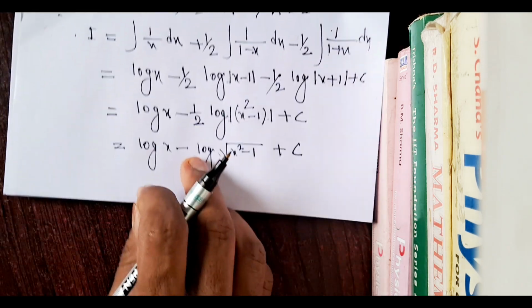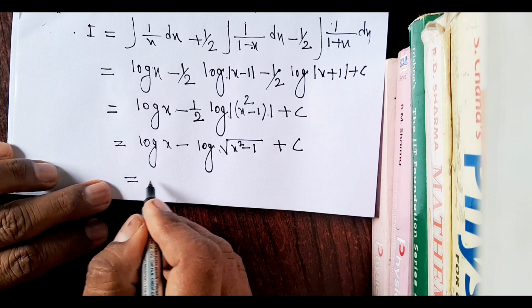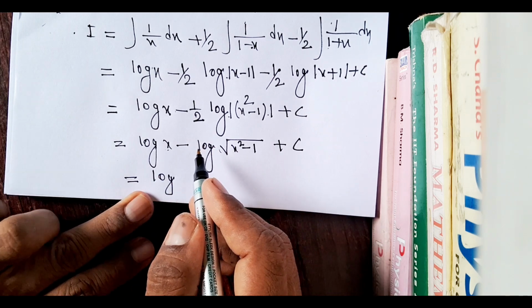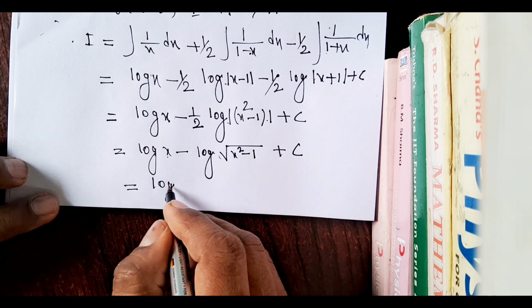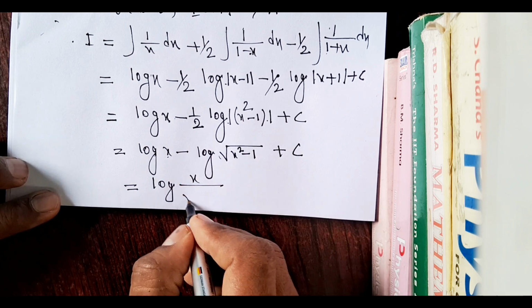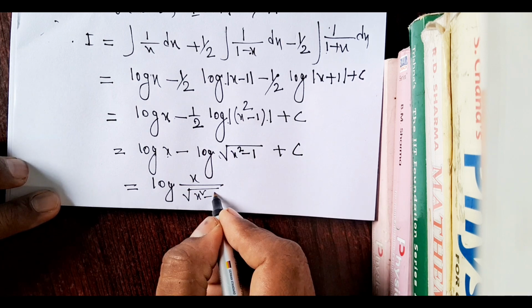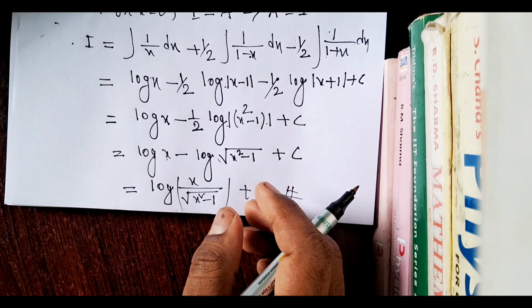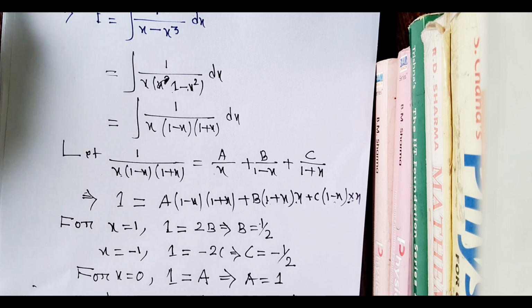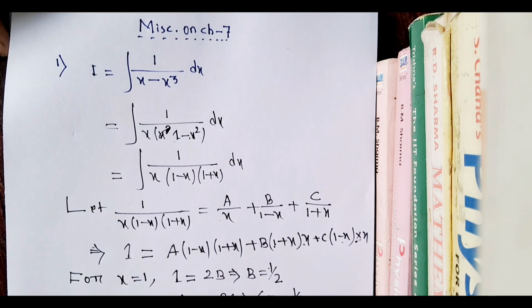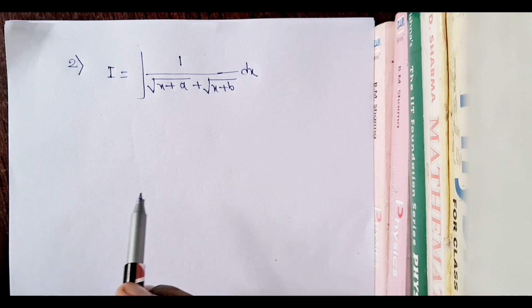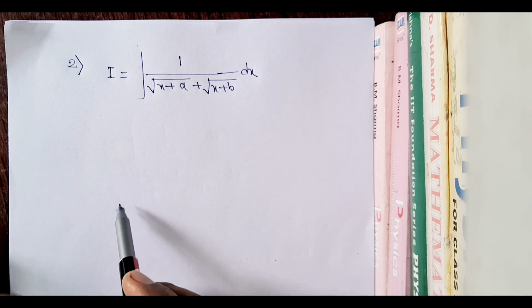So finally the simplified answer will be log a minus log b, which is log of a by b. That's why you can write log of x divided by the square root of x squared minus 1, plus c. This is your answer. So we have solved question number 1. Now we are going to take question number 2.